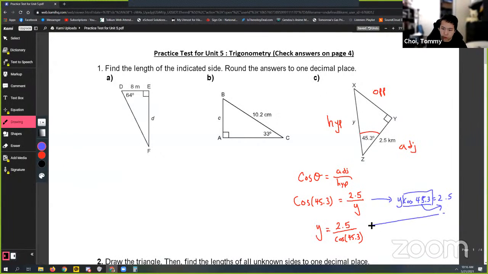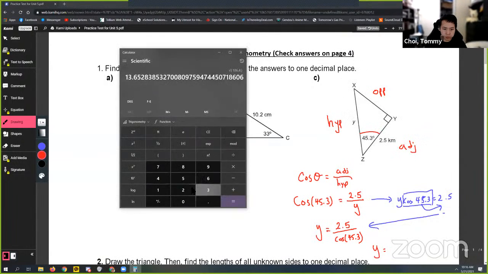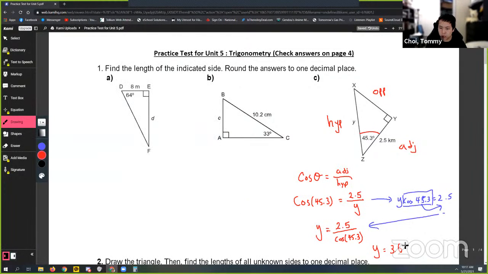which leads into y is equal to, and we do the math here, 2.5 divided by cosine of 45.3, and I get 3.55, or 3.6 since it's to 1 decimal place.